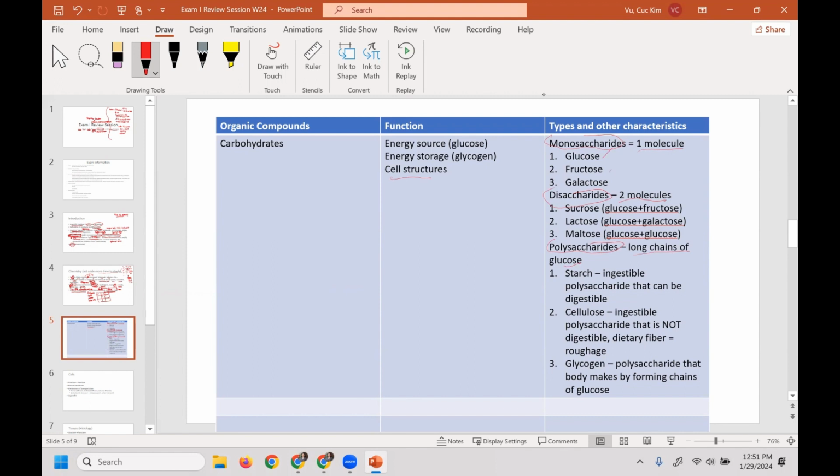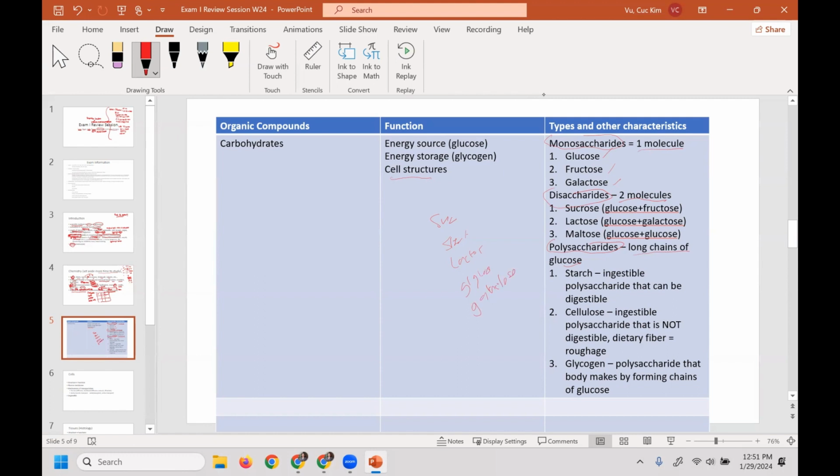There's glucose, fructose, and galactose as monosaccharides. So on a test, you could see something like, okay, I've got sucrose, I've got starch, I've got lactose, I've got glycogen, and I've got galactose. Which of the following is a monosaccharide? That's the type of question you'd see here.